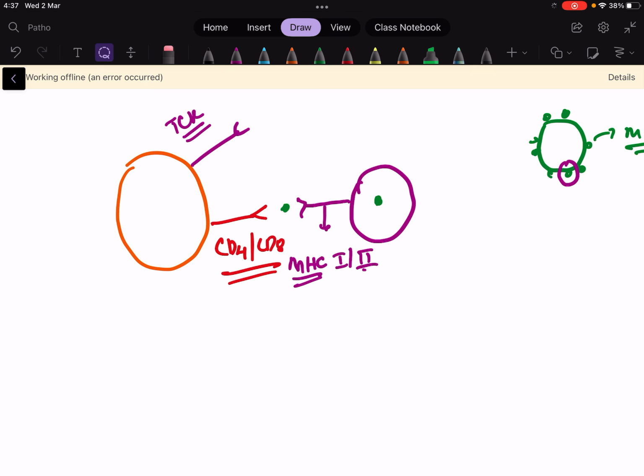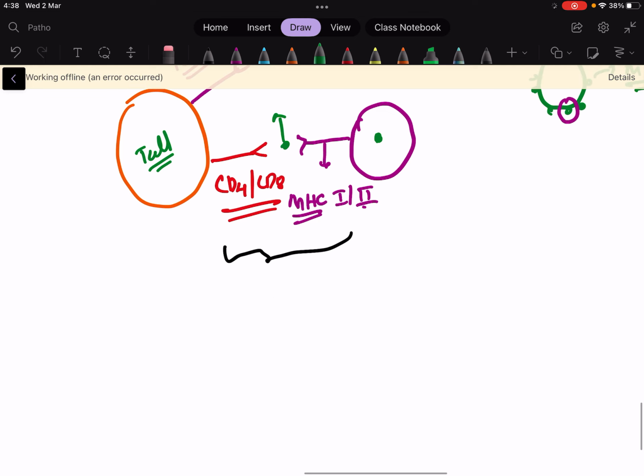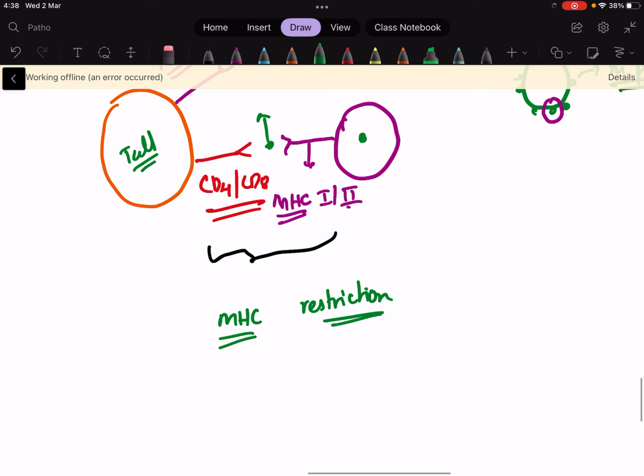So there is a shaking of hands. This antigen is presented to your T cell. This is called your MHC restriction. What is MHC restriction? MHC restriction is nothing but that not everything can present to the T cells.